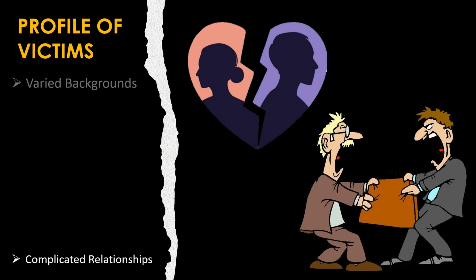Complicated relationships. The victims in Christie's stories often have complex relationships with the other characters. They may be entangled in love affairs, family disputes, or financial conflicts, providing potential motives for their murder.